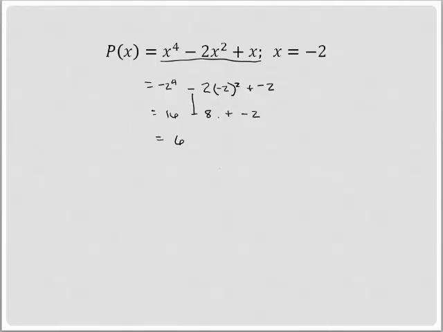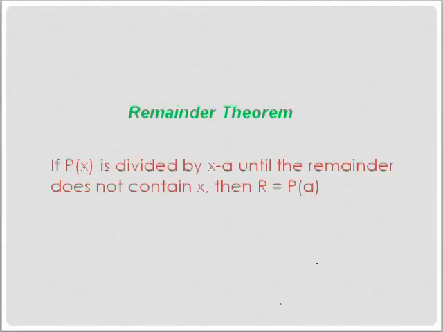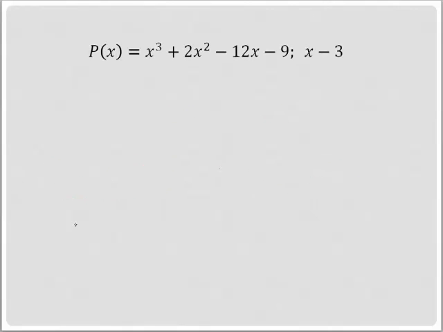Let's take a look at another problem. This is how the remainder theorem works. If p of x, the big long polynomial, is divided by x minus a, in this case we were given a as negative 2, until the remainder does not contain x, then the remainder equals p of a. Oh boy, that's a lot of words. Let's put it into practice.